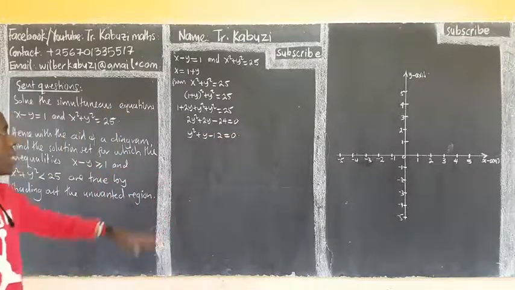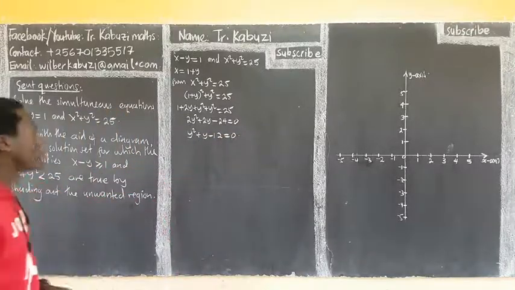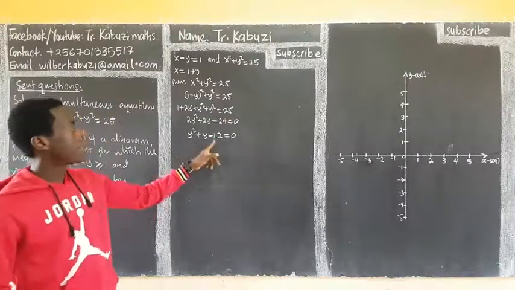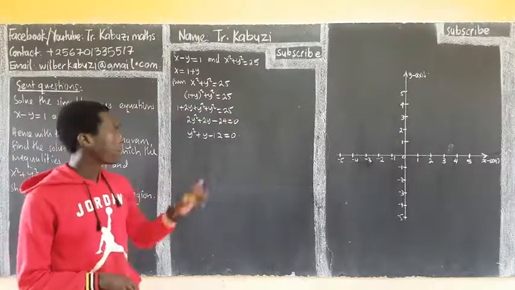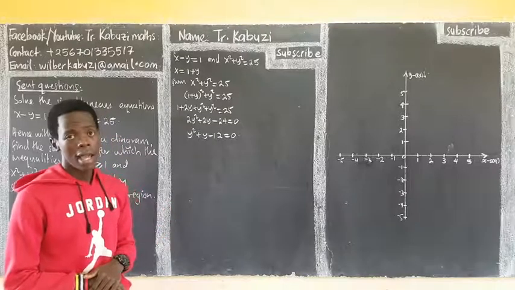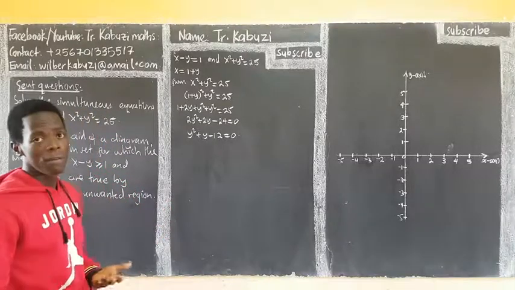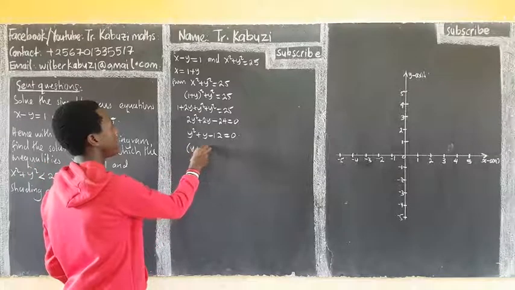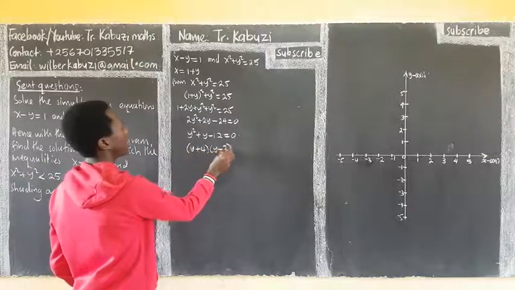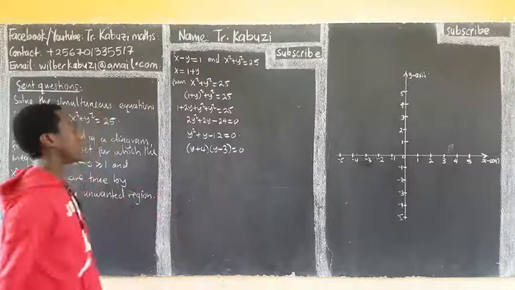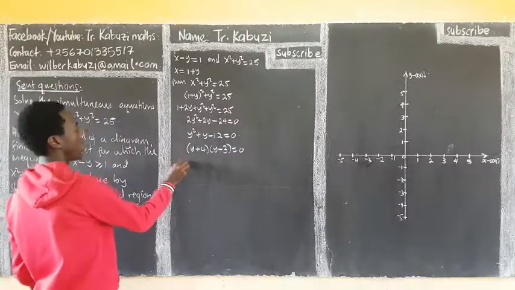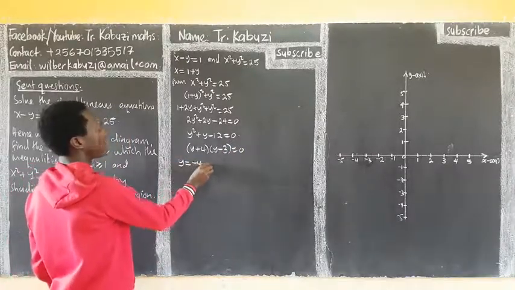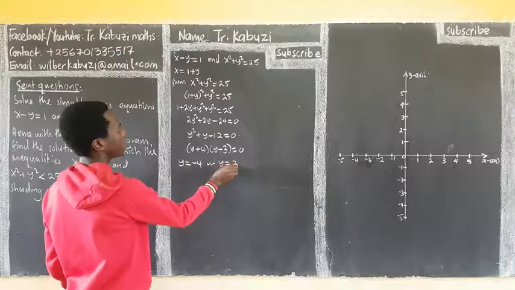And then we can easily factorize this out. See that? I need two numbers. I multiply, I get negative 12. When I add, I get 1. So that is going to be 4 and negative 3. So (y plus 4), then (y minus 3). As simple as that. So see here, our y is negative 4 or our y is 3.